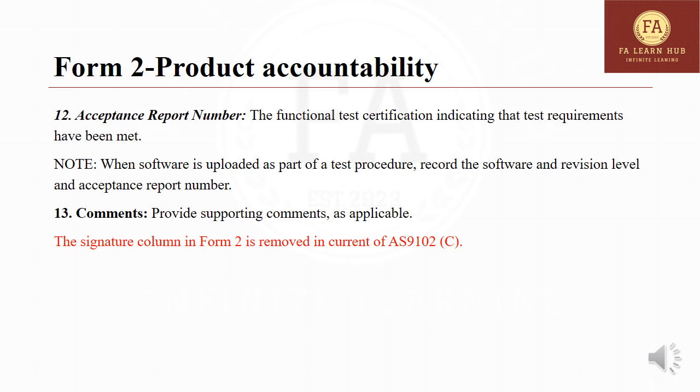Field number 13, comments. Here we can put supporting comments related to Form 2. The previous revision of AS9102 had a signature column in Form 2, but the current revision has removed the signature column. Here I have completed all the fields in Form 2. I hope you got some idea how to fill Form 2.